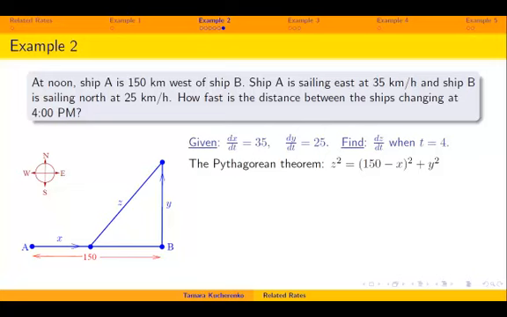Let's differentiate both sides of this equation with respect to t. According to the chain rule, the derivative of z squared is 2z times dz/dt. The derivative of (150 minus x) squared is 2 times (150 minus x) times negative dx/dt. And the derivative of y squared is 2y times dy/dt. From this equation, we will be able to find the derivative of z with respect to t at time t equals 4.